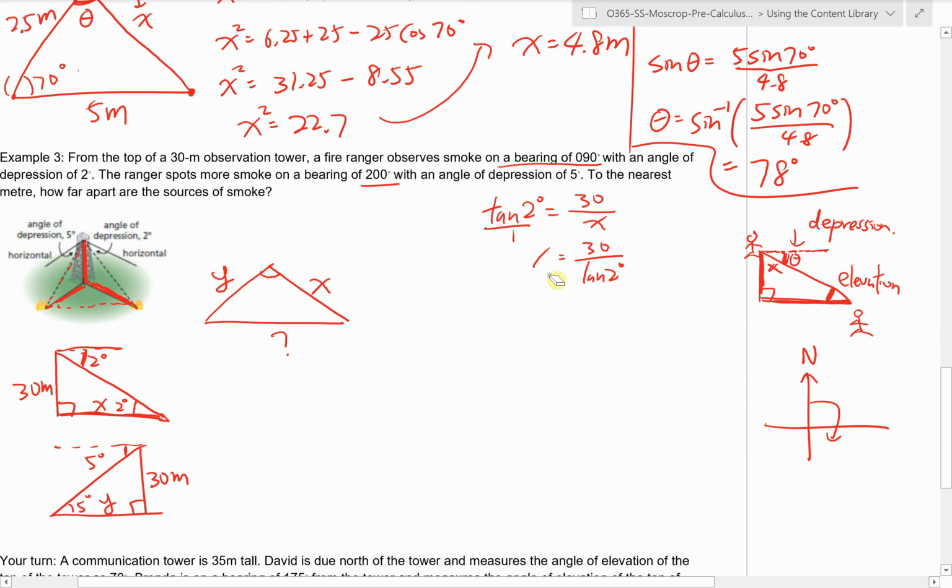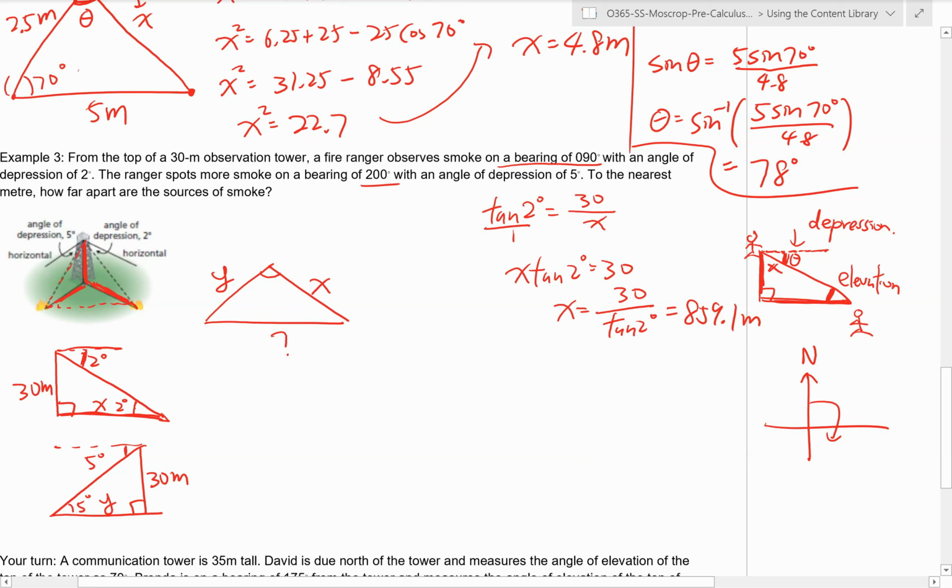You know what? I'll show you everything this time. x tangent 2 degrees is equal to 30 times 1, which is 30. Therefore, x is equal to 30 divided by tangent of 2 degrees. We can put this into the calculator. You get 30 divided by tangent of 2. This is 859.1. Okay, and that's meters.